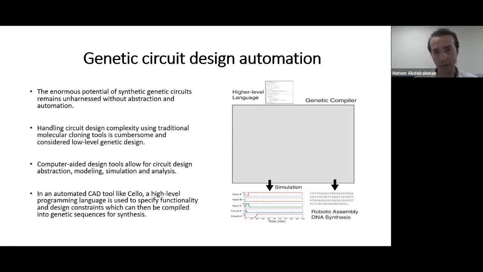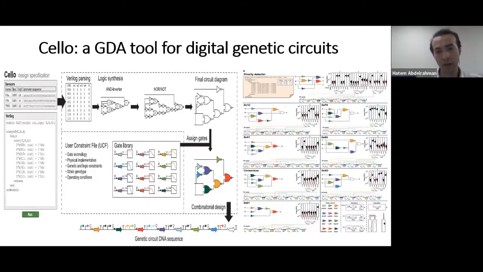But up till now, there are only a few tools that could do this, like Cello. The other tools available are not yet at this scale. There are different tools, for example, for the specification, for the modeling, for the simulation, like a toolchain, but you don't have a fully automated CAD, except for Cello, for example. So this is the workflow of Cello.